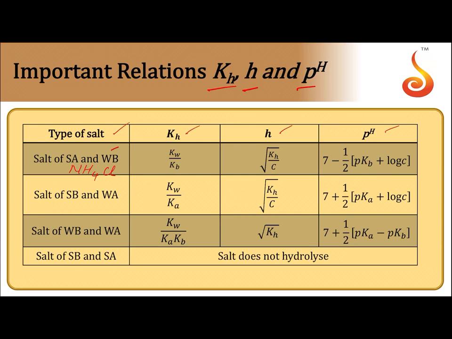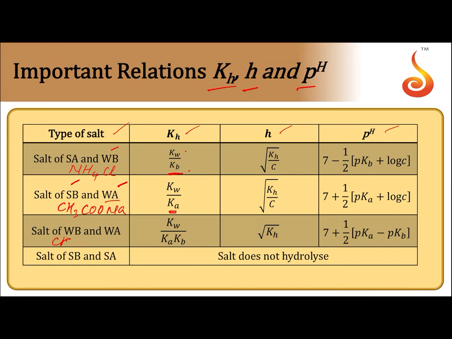When you have a weak base, remember the Kh formula: in the denominator we are going to get Kb of that one. So Kw by Kb. And if you take a weak acid, Ka comes. For example, you can take sodium acetate, a salt of strong base and weak acid. So weak acid, so Ka comes here.